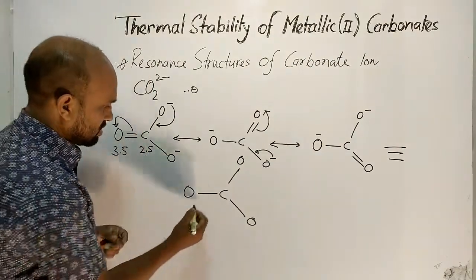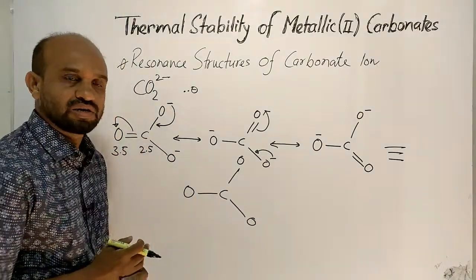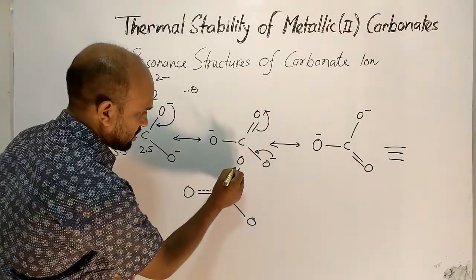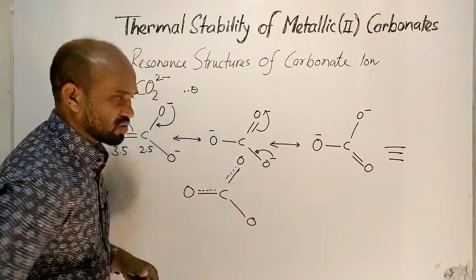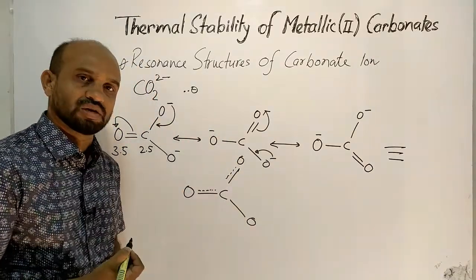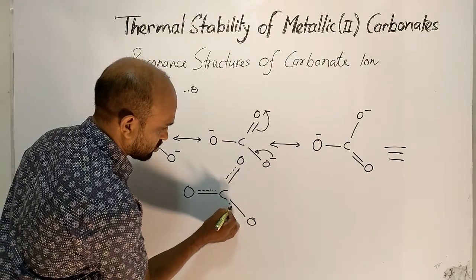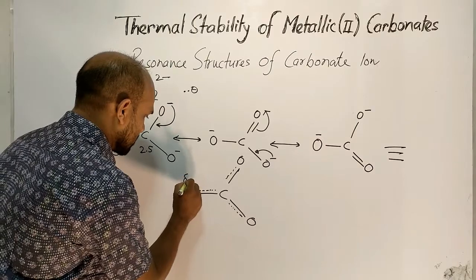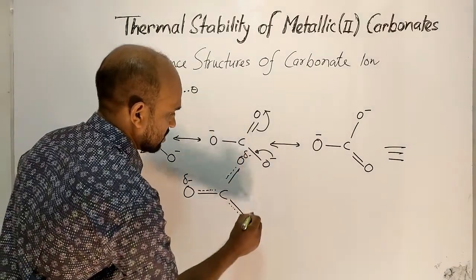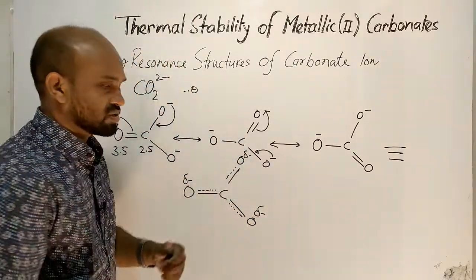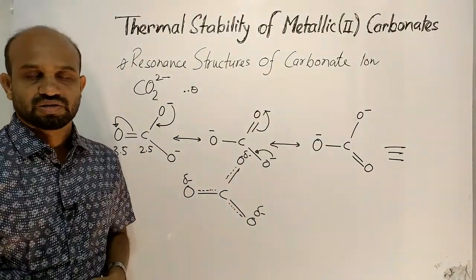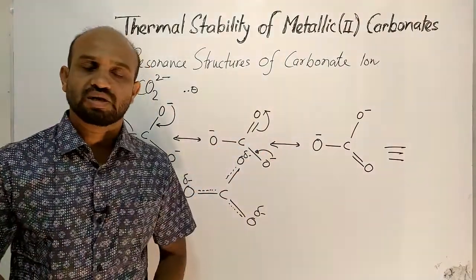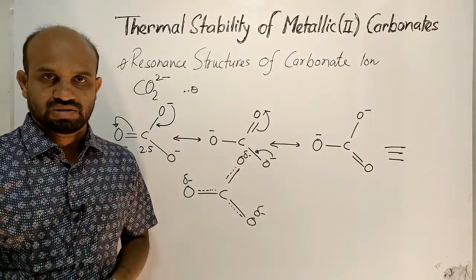That means this is not completely single bond, a partial double bond. This is not completely single bond and not completely double bond, a partial double bond. Similarly, this bond as well, and with partial negative charge. This structure is called hybrid structure of carbonate ion, and these three structures are called resonance structures.